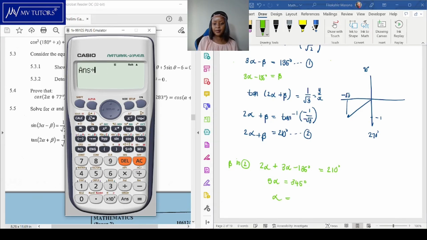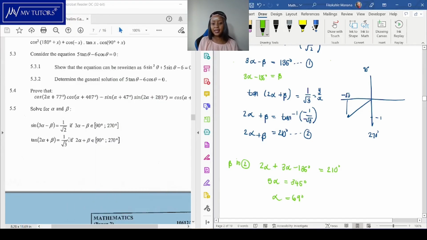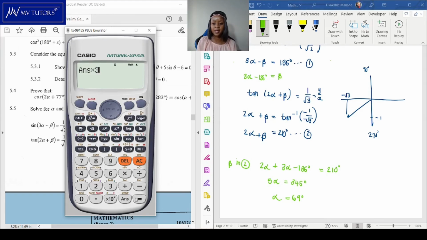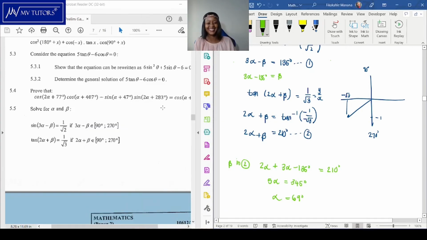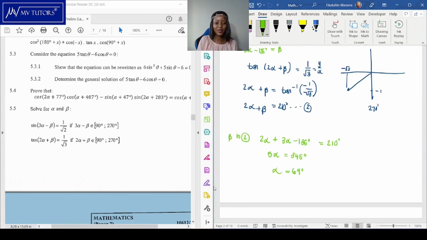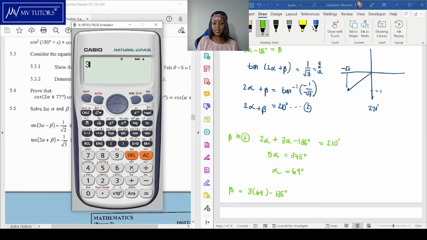So now alpha is equal to 69 degrees. Now let's check. They said 3 alpha minus beta has to be within this domain. So 3 alpha, so 69 times 3 is 207. 207 minus beta. Okay, I haven't solved for beta yet. My goodness, I'm getting ahead of myself. So beta is equal to 3 alpha, so 3 times 69 minus 135. Okay, let's see. So 3 times 69 minus 135, that is 72. So beta is 72.